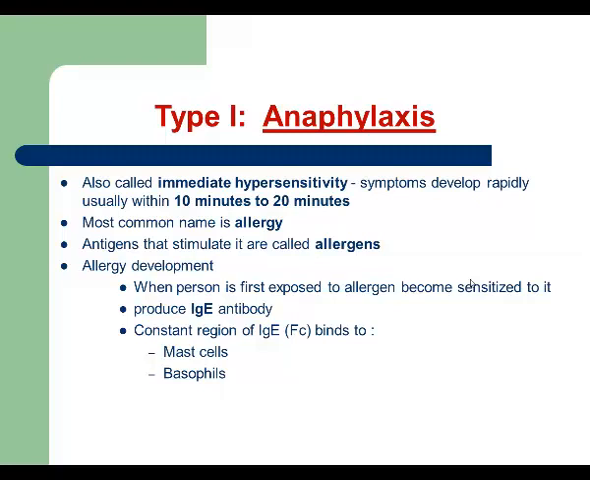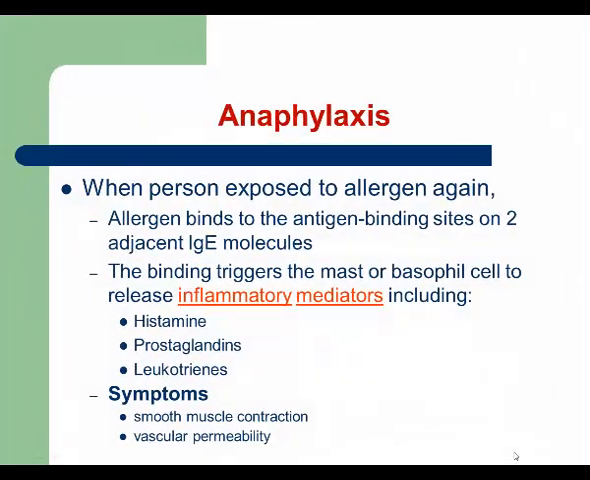But then if the same person gets exposed to the same allergen again, those antigens or allergens will bind to IgEs on the surface of the mast cells and basophils and form antigen-antibody complexes. Antigen-antibody complexes will activate mast cells and basophils, and they start producing inflammatory mediators. And those are histamines, prostaglandins, and leukotrienes. So at this point, the patient develops symptoms of allergic reaction.